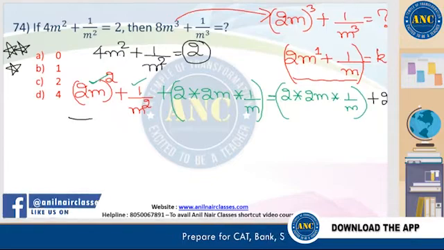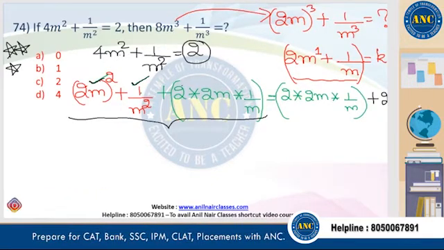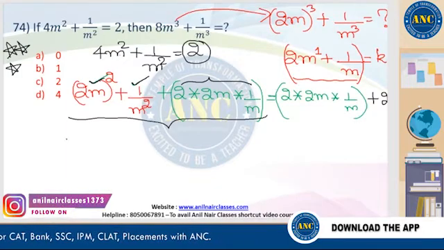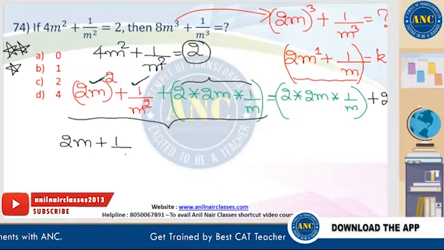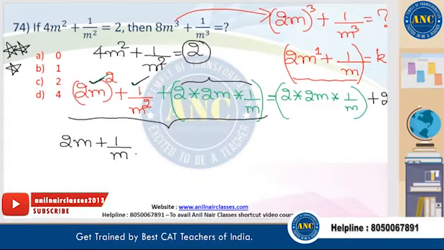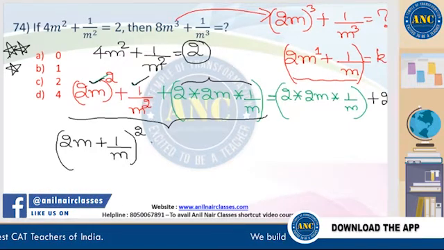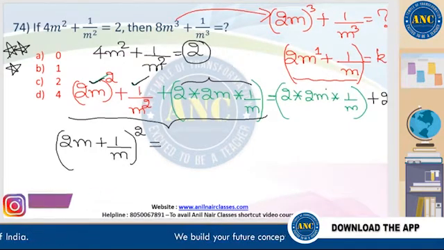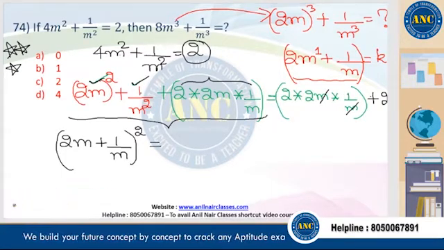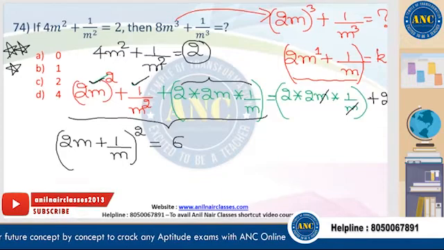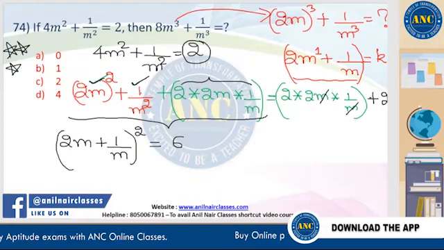That means this entire left hand side is a square plus b square plus 2ab format. This is nothing but equal to a plus b whole square, where a is nothing but 2m, b is nothing but 1 by m. A plus b whole square is nothing but the entire left hand side. Right hand side is nothing but this m will cancel out. 2 into 2 into 1 is nothing but 4. 4 plus 2 is 6. That means I came to know that 2m plus 1 by m whole square is equal to 6.